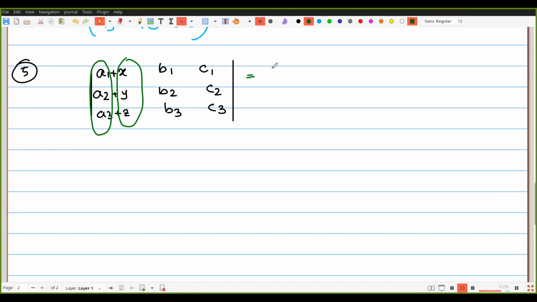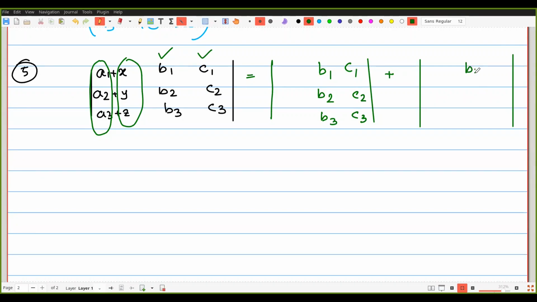How? Let's write the determinant in the expansion form of two determinants. Column 2 and column 3 are remaining unchanged. So I am writing B1, B2, B3, C1, C2, C3, and B1, B2, B3, C1, C2, C3. The first column is now like that: A1, A2, A3 and X, Y, Z. That is the first type of expansion, or we can write it out in that way.